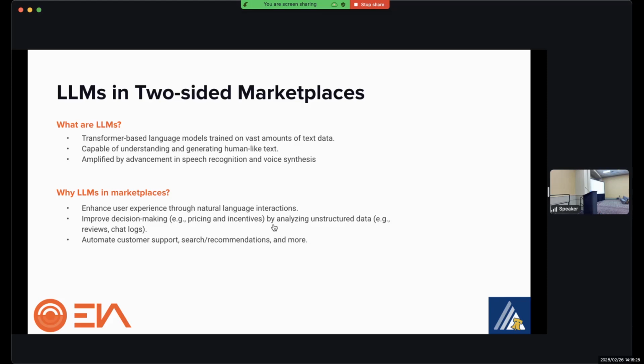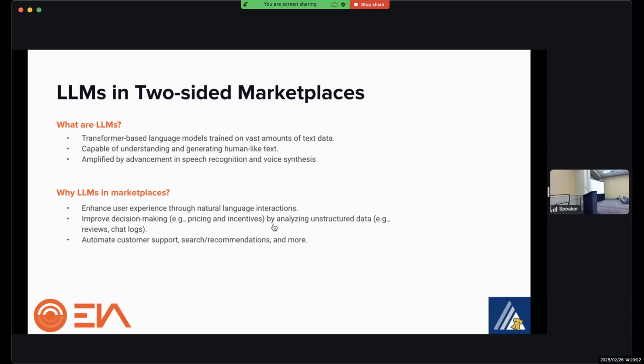And the capability of large language models is also amplified by the advancement in research in automatic speech recognition, as well as voice synthesis. So in the context of voice AI agents, in addition to the textual form of interaction, you can actually listen and talk to AI, which is in the human form and also talks in a human-like voice.